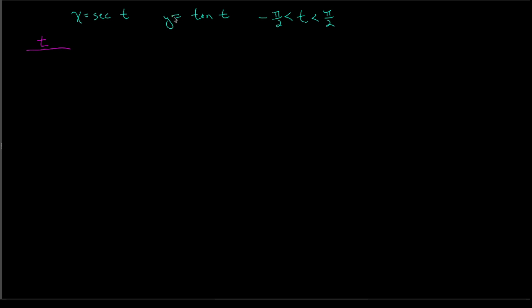Well, I can't be at negative pi over 2, but I can be at negative pi over 3. I can be at negative pi over 4. I can be at negative pi over 6. 0. Pi over 6. Pi over 4. And pi over 3. And so we'll look for the values of x and the values of y.